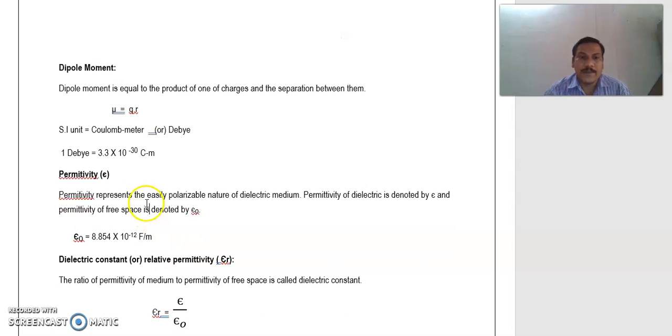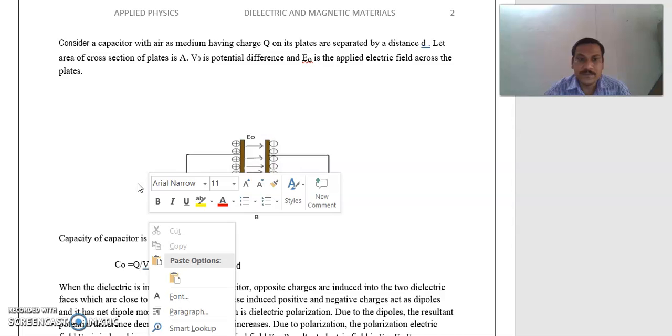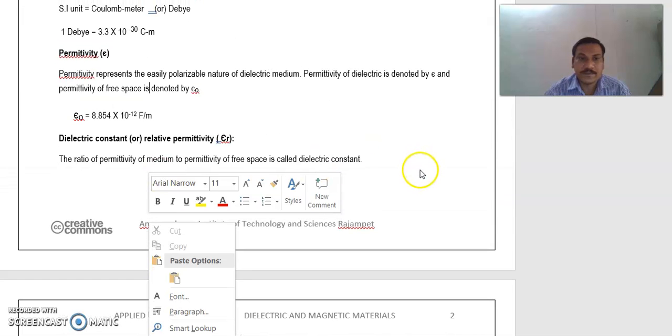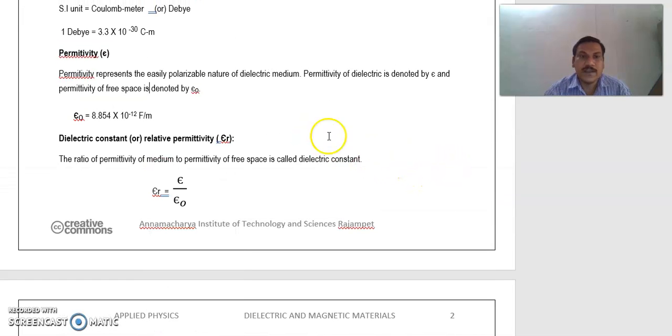Next one, permittivity. Permittivity represents the easily polarizable nature of the dielectric medium. Permittivity of a dielectric is denoted by epsilon and permittivity of free space is denoted by epsilon naught, where the epsilon naught value is equal to 8.854 into 10 power minus 12 farad per meter.